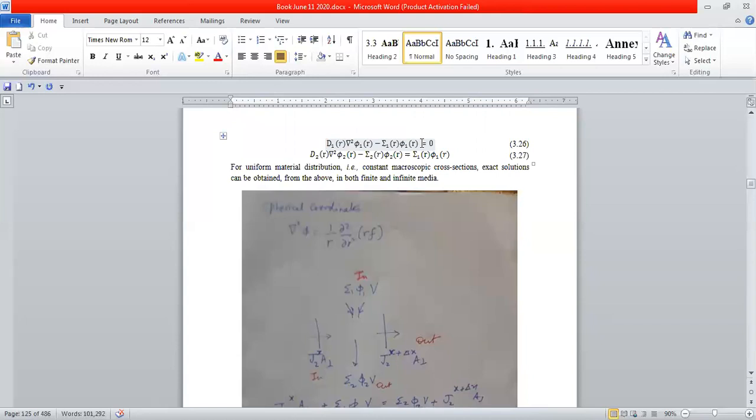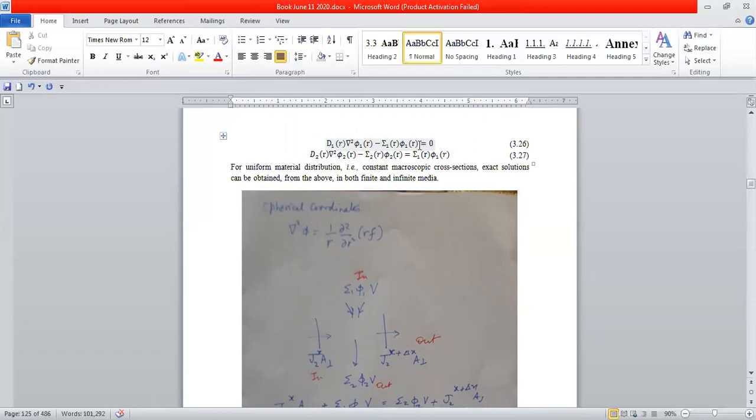Well, for group one, you can see that we have a leakage term and we have a removal term because for these neutrons, there's no group higher than group one, and there's only one group lower than group one, and that is group two. So this is the diffusion coefficient D1. This is the removal cross-section, macroscopic, in group one. And these are all coming down. There's no source term in the group one equation.